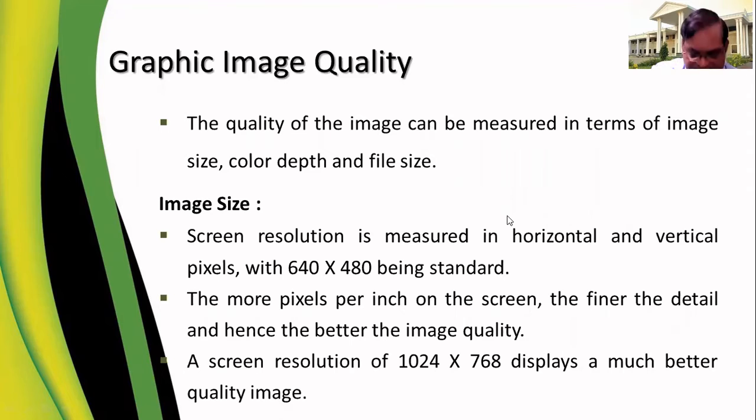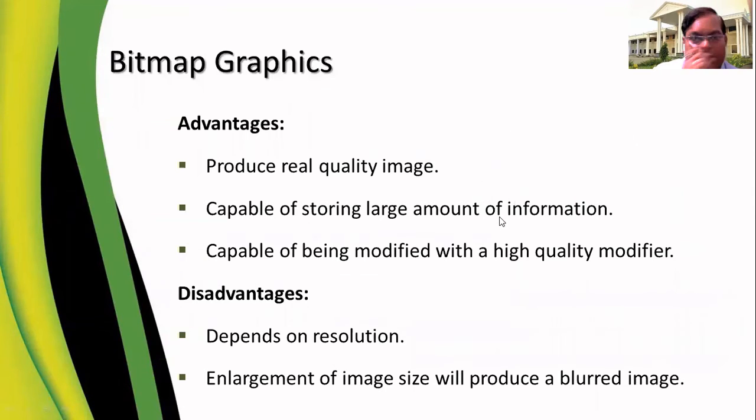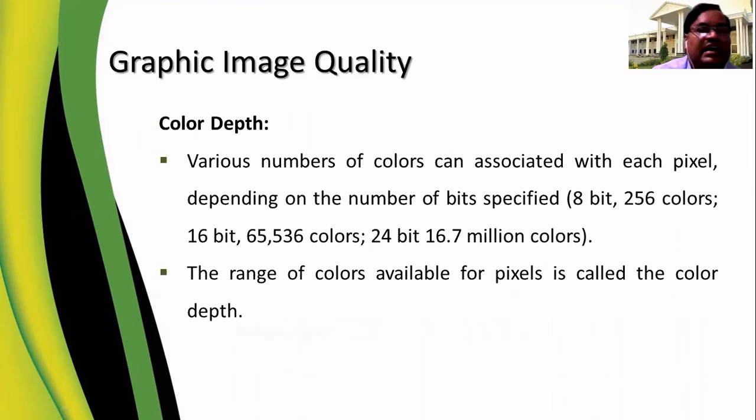And the second one, color depth. Here every image is made up of a number of colors associated with each pixel. Depending on the number of bits used for color, it decides how many colors are used in the image. For example, 8-bit supports 256 colors, and 16-bit supports 65,536 colors.